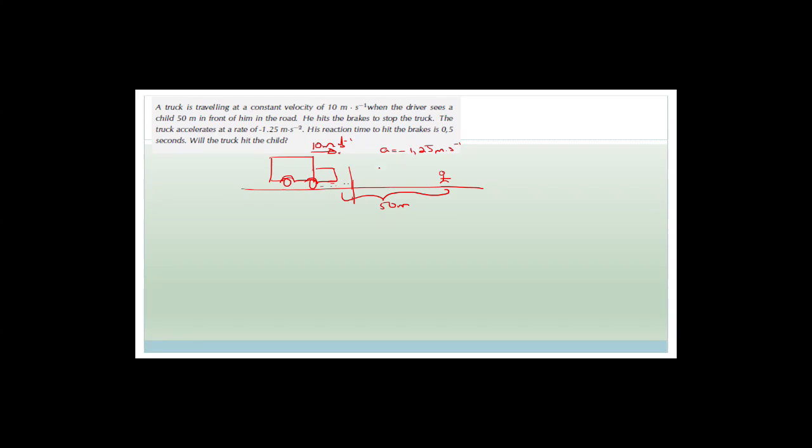So what we really need to know is, if it took 0.5 seconds to actually hit the brakes, then obviously we'll have traveled some distance. Then after that we hit the brakes, and we want to know how long it takes to stop. During the reaction time we were still traveling at a constant velocity of 10, so we traveled some meters during that time.